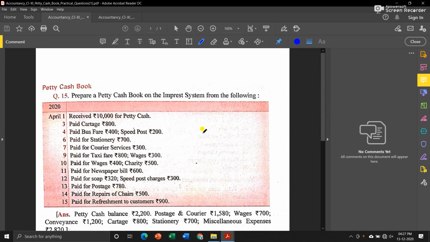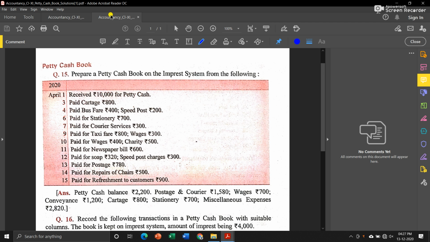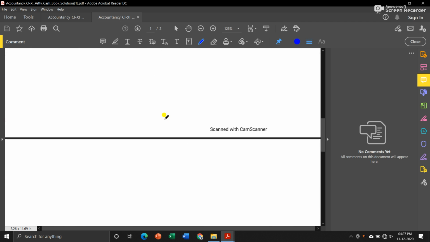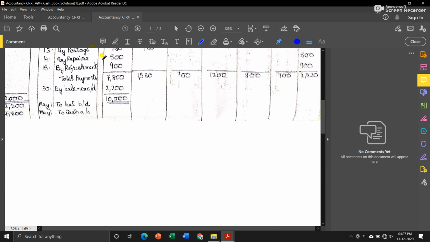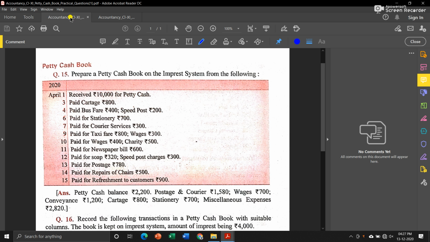Hello everyone, in this session we will be solving two practical questions of petty cash book, and with that we will wind up our cash book chapter. In our previous session we discussed what the petty cash book was and what its format was. According to that format we have prepared two question answers, question number 15 and question number 16. Let us start with the first, question number 15.